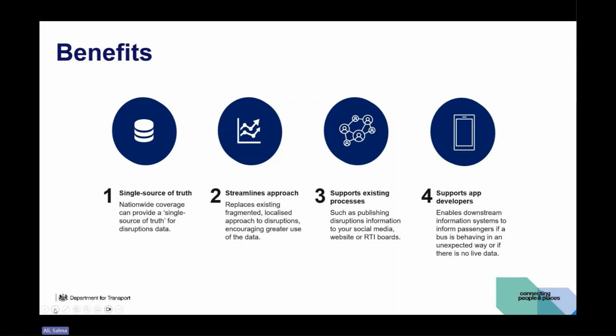And similarly, you could use the SiriusX feed to, for example, put disruptions on your RTI boards, etc. And then last, it supports app developers. So app developers such as CityMapper use the disruptions information to support disruptions messaging that they provide to the passengers and users of their apps.